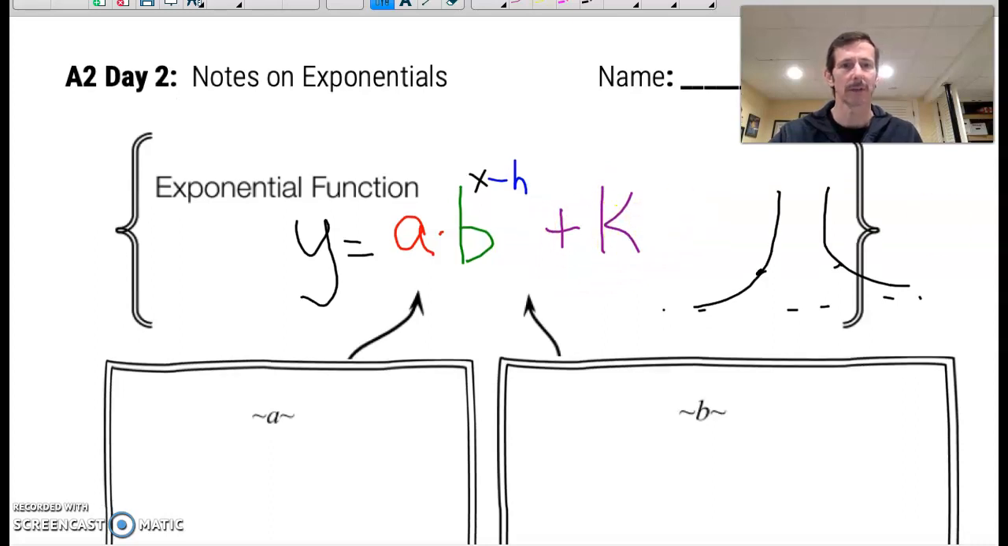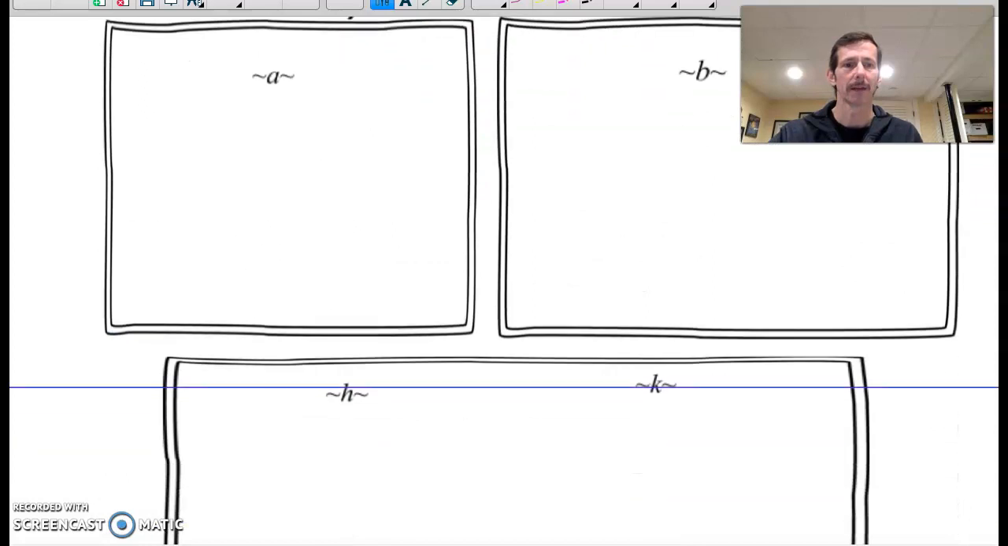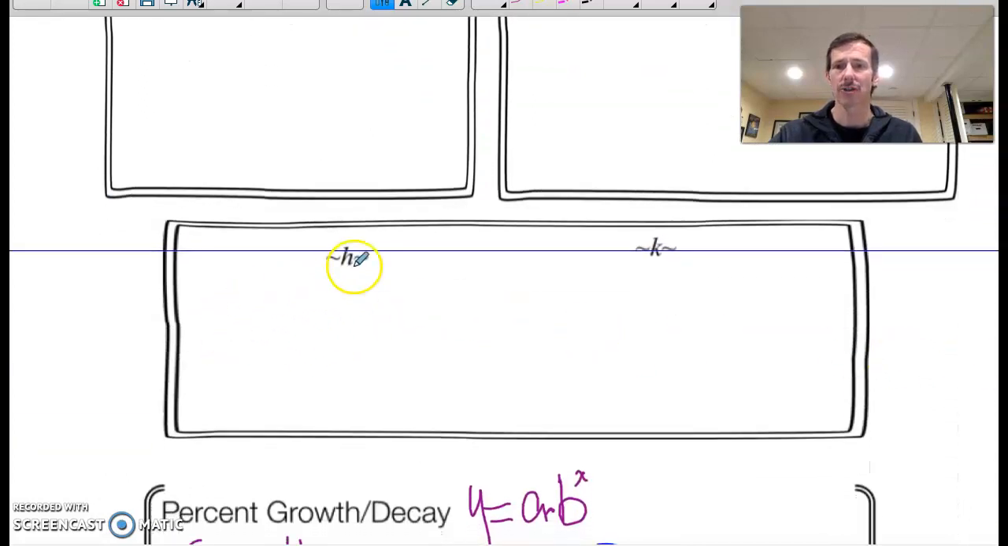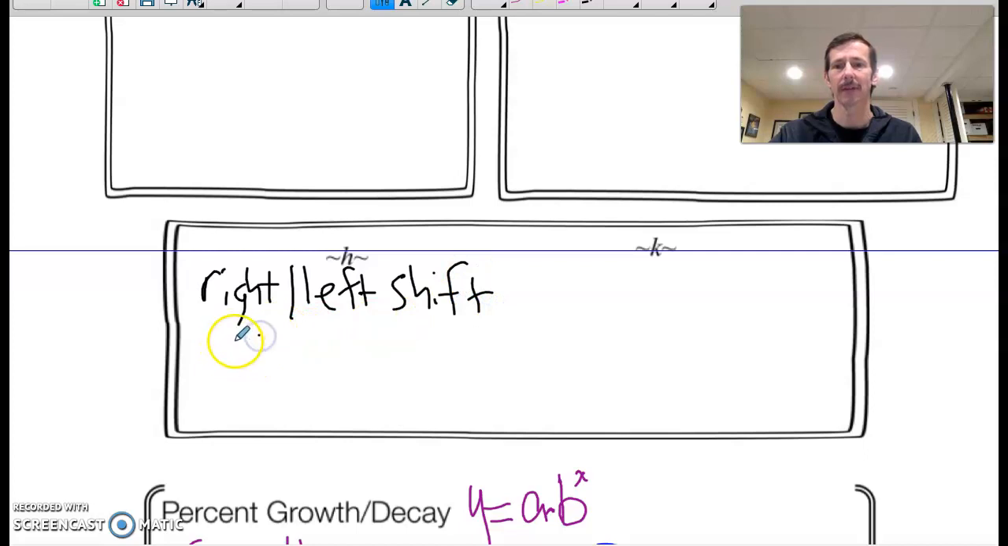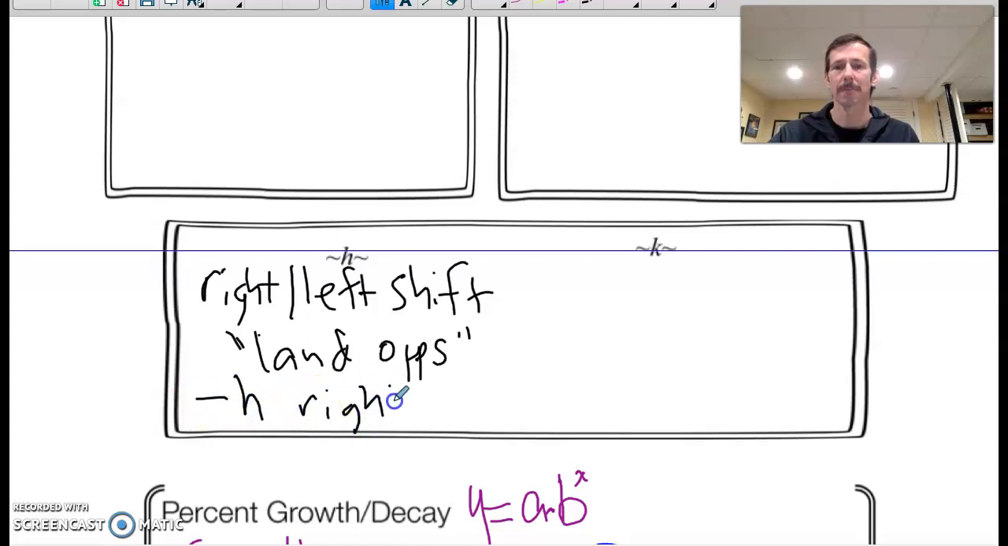So we're just going to quickly talk about what h and k do in the note sheet from the other day. So h is going to be a right-left shift, just like it has always done because it's right next to the x, and it is a land of opposites, which means that if it is a minus h, it goes to the right, and if it is a plus h, it goes to the left.